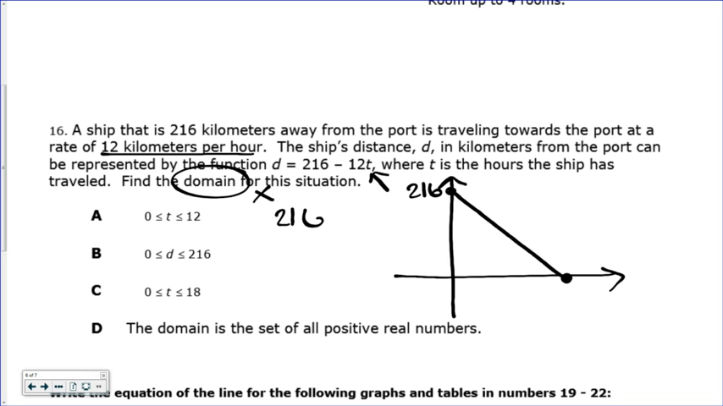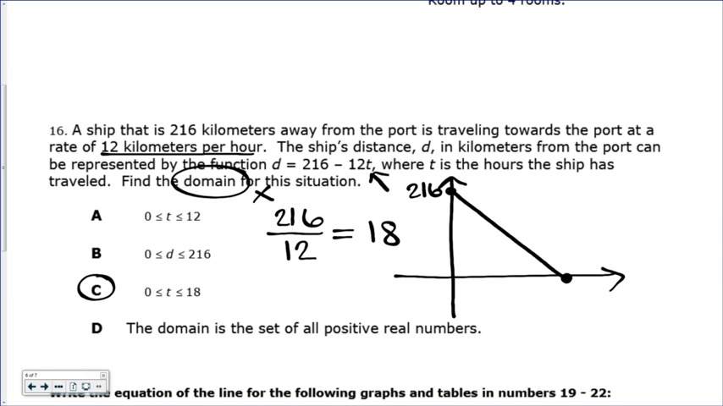So 216 divided by 12 will tell me the number of hours it will take. And 216 divided by 12 is 18. So you are 18 hours away from port. Okay, you can't go any further than 18 hours because you can't travel a further distance than to 0. So it should be answer C.